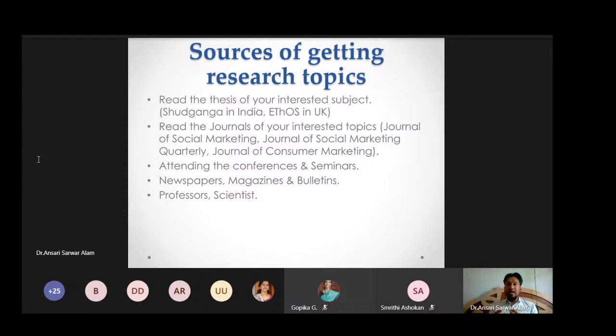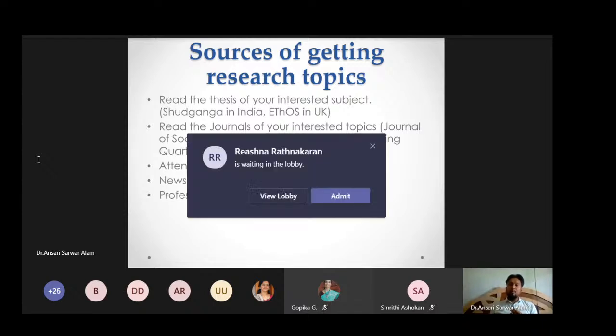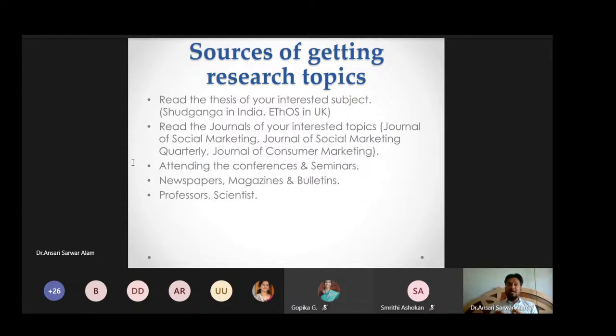So this is the second way out which you can look after, my dear students and dear participants. Then you can know about sources of getting topics. You can know about research topics by attending conferences, seminars, webinars, and virtual summits. Yes, my dear students, by attending them, you will get to know the things which are going on in the market.